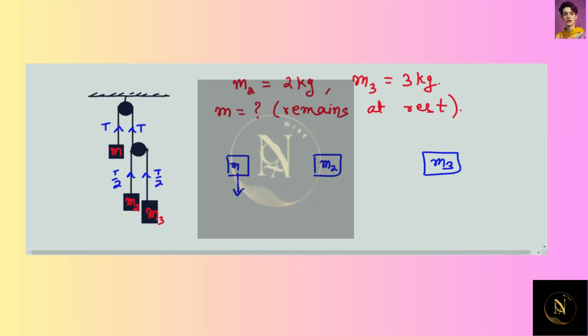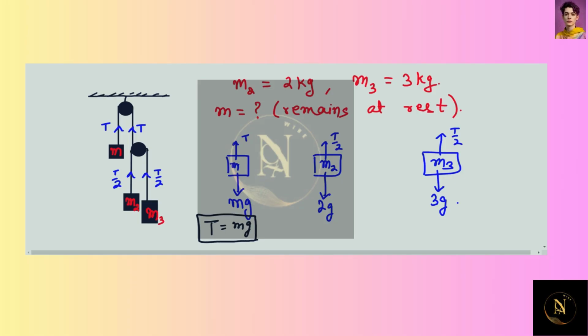So to this mass there will be force of gravity, that's the weight will be acting. So it will be 2g here and 3g here. So there is tension here T by 2, and here also we have T by 2, and here we have it as T. So this is remaining at rest. That means it's very clear that the forces will be balanced and T should be equal to M times G. That's one equation we get out of this block M.